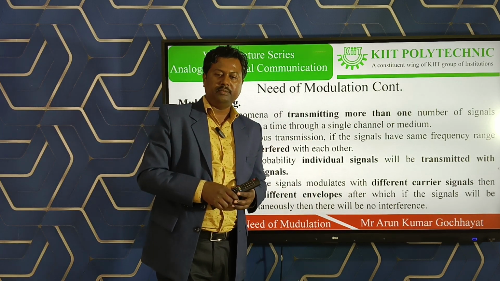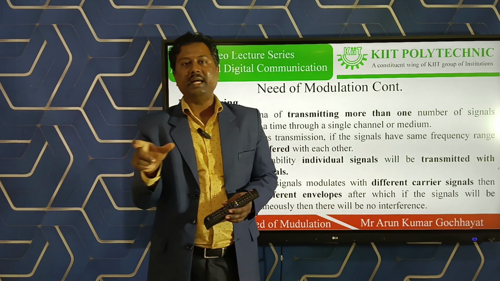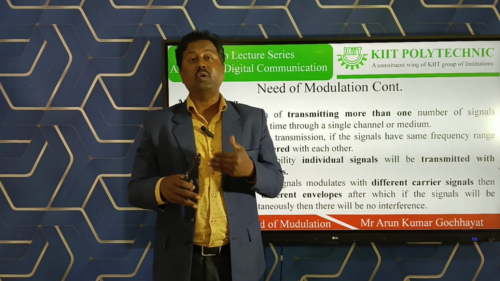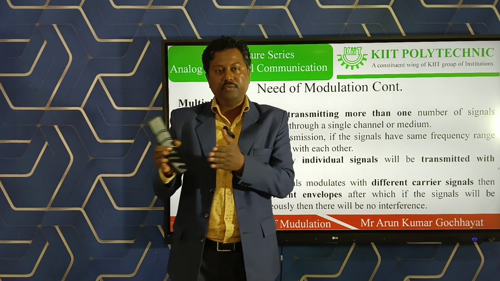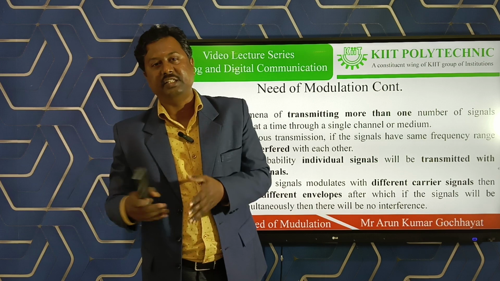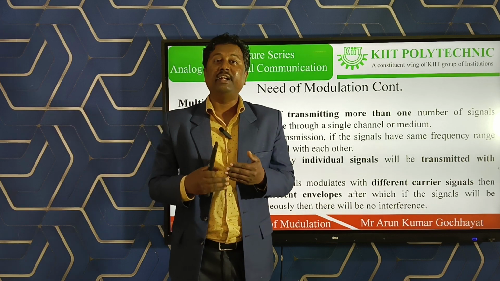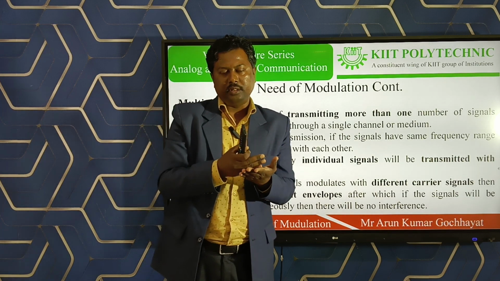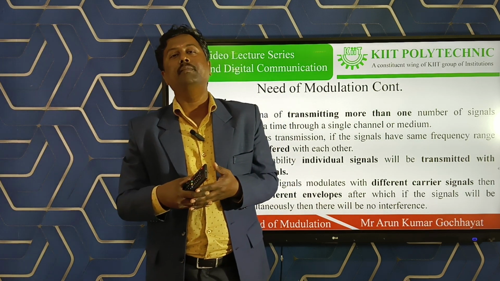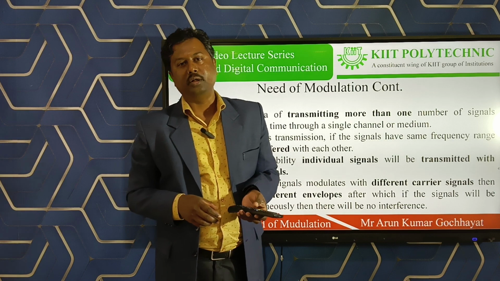When it comes to transmitting multiple signals simultaneously through a common channel, if the signals are in a common range, that means 20 hertz to 20 kilohertz, there will be a probability of intermixing. To avoid this intermixing, the individual message signals are transmitted with different carrier signals. When they are individually modulated with different carrier signals, they attain different envelopes. When each signal attains an individual envelope, and they are transmitted simultaneously, there will be no intermixing or interference. So multiplexing becomes possible.